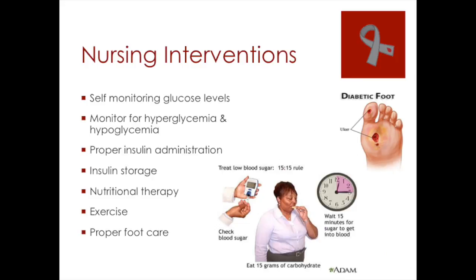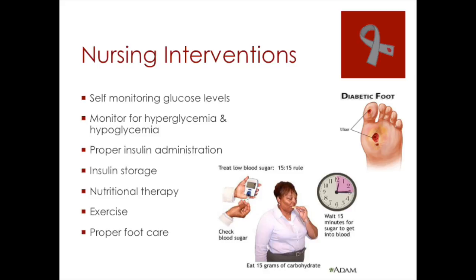Okay, now we're going to talk about nursing interventions for diabetes. The biggest nursing intervention for a patient with diabetes is proper education. It is not uncommon for a diabetic to check his serum glucose about 8 times a day. To make sure their diabetes is under control, they should also be checking their hemoglobin A1C every 3 to 6 months. As far as self-monitoring their glucose levels, their goal should be between 70 and 130 milligrams per deciliter before meals.